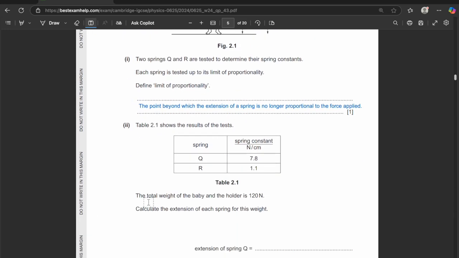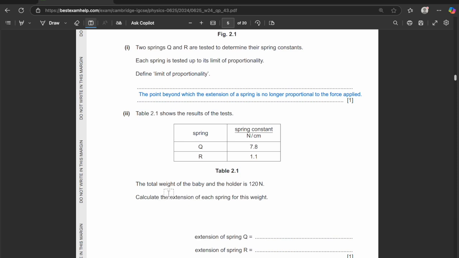Table 2.1 shows the results of the test. The total weight of the baby in the holder is 120 newtons. Calculate the extension of each spring for this weight. So you can just divide, right? For Q, 120 divided by 7.8. That is 15.38. You can just take 15 cm. And then 120 divided by 1.1. 109, that would be like 3, so 110 centimeters.